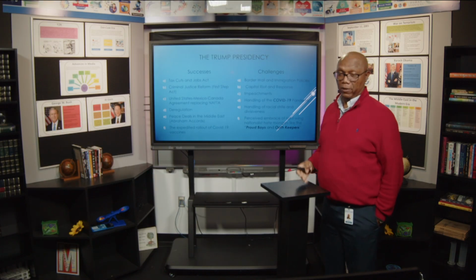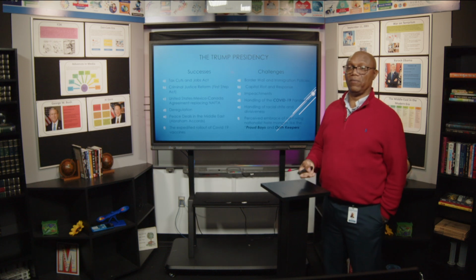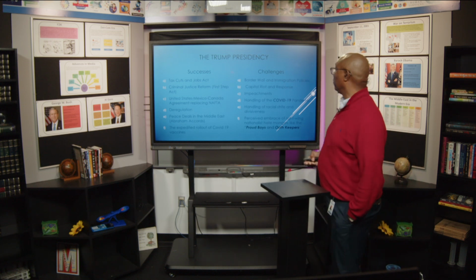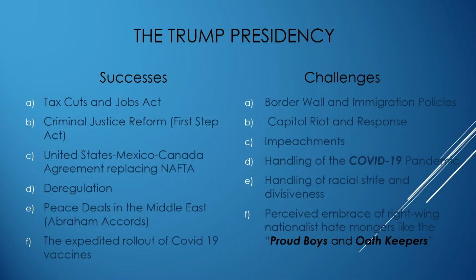The wall never got built. Some portions of it got built, but the wall never got built. And immigration, even during the Trump years, still continues to be a little bit of an issue. Capitol riots and the response.